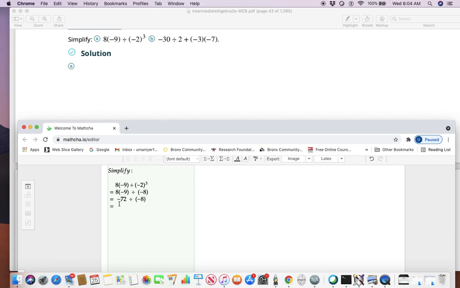At this point, notice I'm dividing negative by a negative, so overall positive. 72 divided by 8 is a 9. That's your final answer. Okay. Here is another simplification problem. So this was A. Let's go to B.